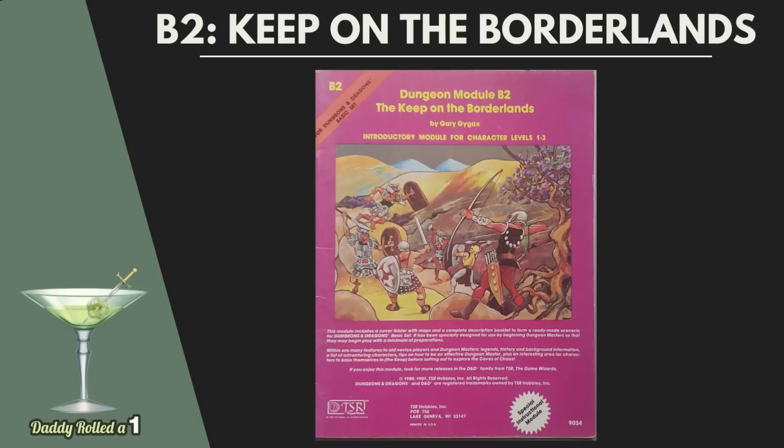So essentially the gist of it is there is a keep on a borderland, on the fringes of civilization, and then there are these caves that are a few hours march from the keep. Well, they're called the Caves of Chaos, and I really dove into that idea that they're chaotic, but they're filled with different monster tribes.